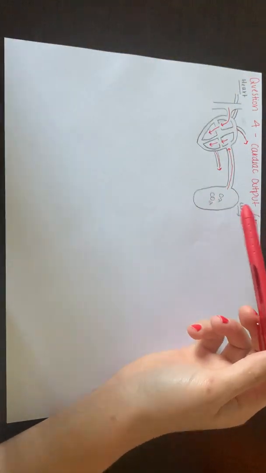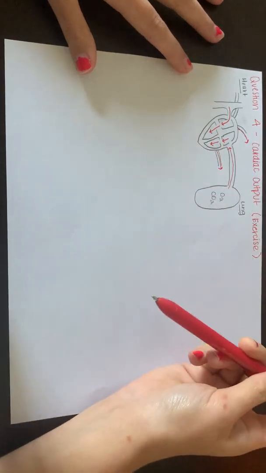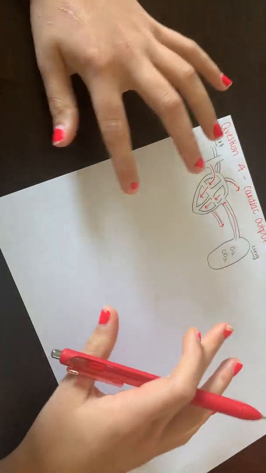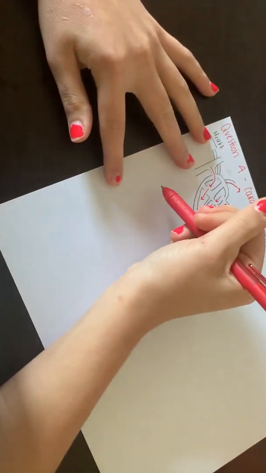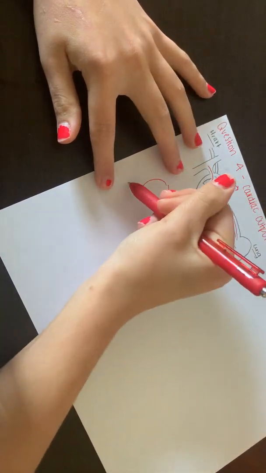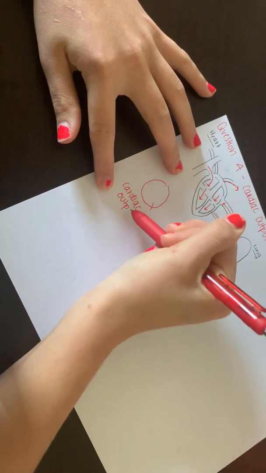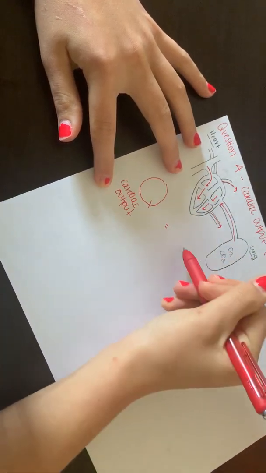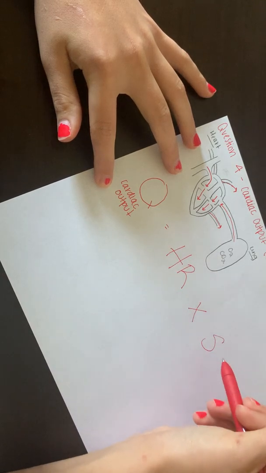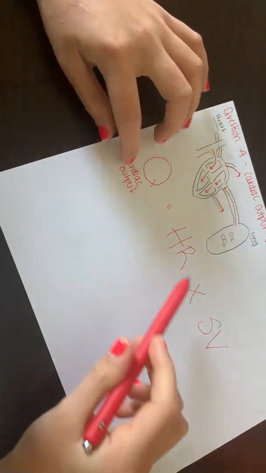Now, arteries are going to carry blood away from the heart. Veins are going to carry blood towards the heart. So, the biggest part of cardiac output is going to be this equation. You're going to have Q, which is cardiac output, is going to equal heart rate times your stroke volume. Now, there are factors that affect each of these.